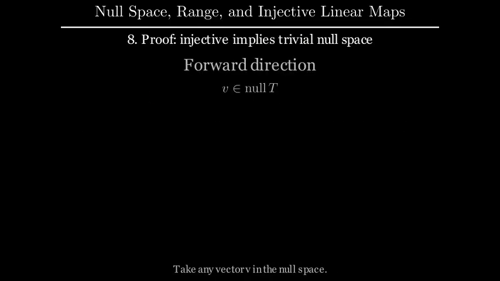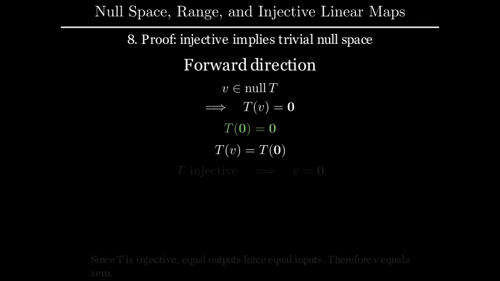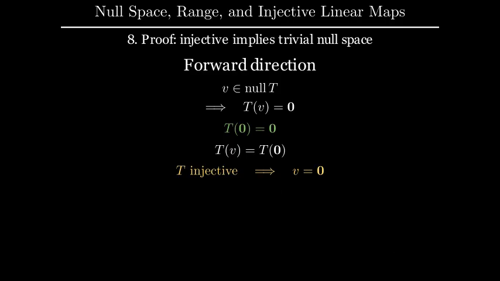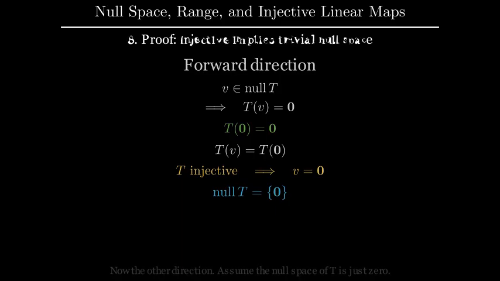Take any vector v in the null space. By definition, T of v equals 0. Also T of 0 equals 0, because T is linear. So T of v equals T of 0. Since T is injective, equal outputs force equal inputs. Therefore v equals 0. So every vector in the null space is 0, and the null space is exactly the set containing 0.